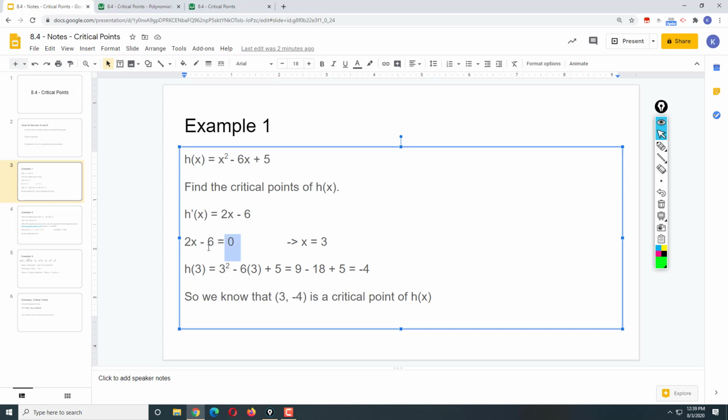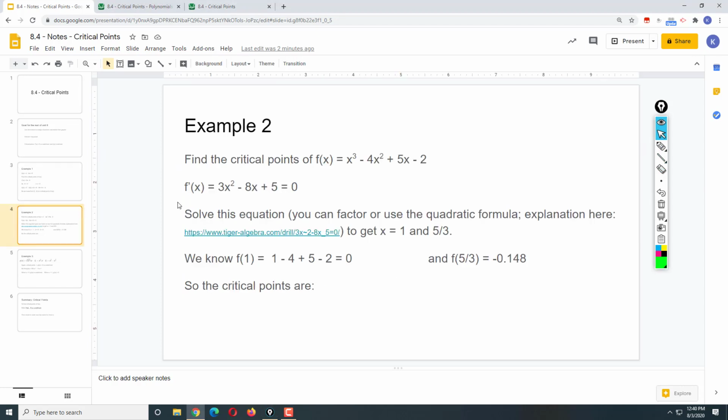I know that the critical point is where the derivative is 0 or undefined. Well, it's defined everywhere, so I just want it equal to 0. 2x minus 6 equals 0, I get x equals 3. When x equals 3, h of 3 is equal to negative 4. So we know that (3, negative 4) is a critical point of our function h of x.